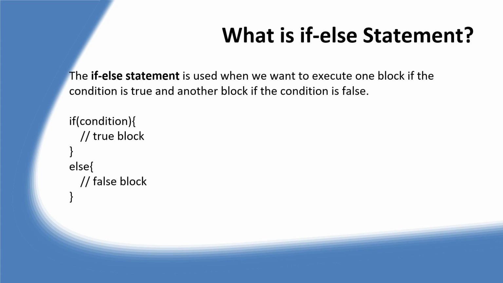So the syntax is if, parenthesis, condition and true block, followed by else keyword and curly braces that will contain the false block. So the flow is like, first the condition of if is evaluated, and if it is true, the if block executes. Otherwise, the else block executes.